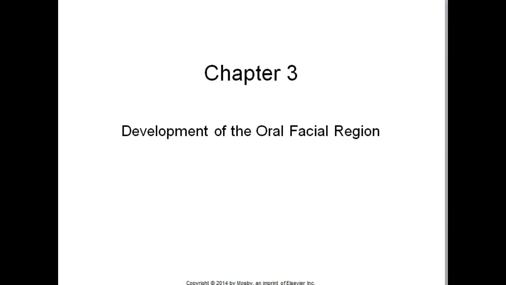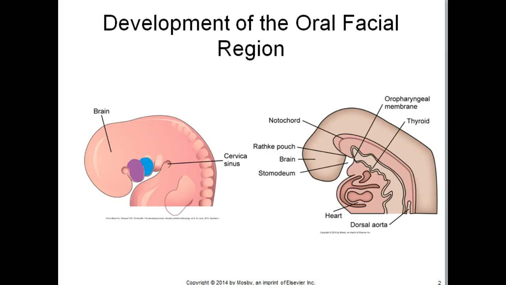Hello, students. This is a lecture on Chapter 3 of Chiego, the development of the oral facial region. During the 4th week of embryonic development, a pit develops in the midline between the brain and the heart. This becomes the primitive oral cavity and is called the stomodeum.